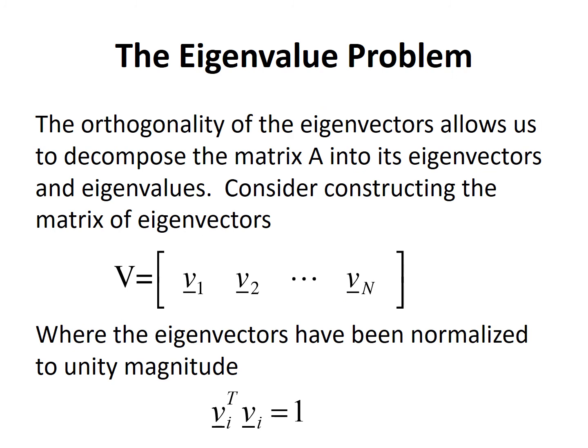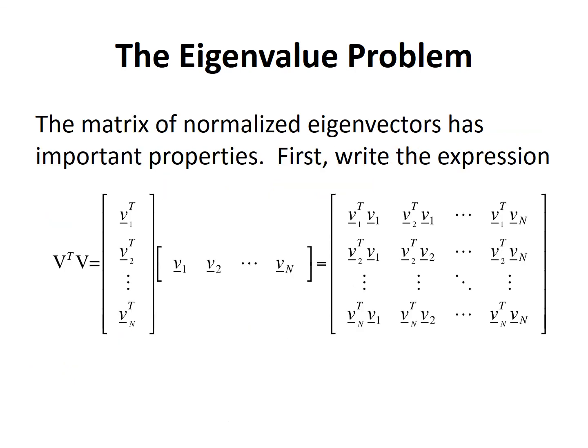Finally, the properties that we've proved can be used to decompose the matrix A into a diagonal form. Let's take the n eigenvectors and form an n by n matrix of eigenvectors V. Assume that the magnitude of each eigenvector has been normalized to unity. We can write the product V transpose V and expand out each of the terms. When we do this, we see that the terms on the diagonal are the dot product of each eigenvector with itself, and the terms on the off diagonal are the dot products of each eigenvector with a different eigenvector.